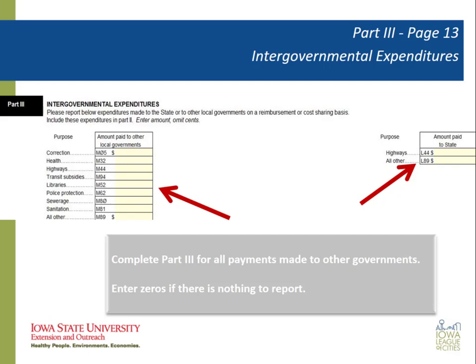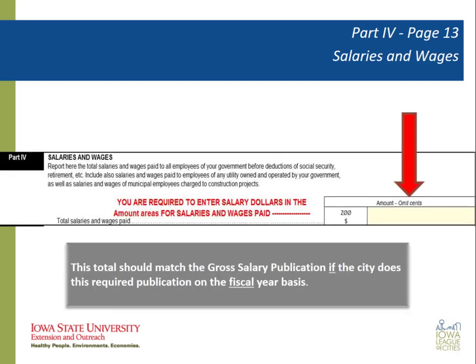As you go through, please make sure to put in zeros in the fields that you have not made any payments to. You may have zeros in all of these fields. By putting in a zero, it indicates that you have not just accidentally missed this part of the report. Over on the right side of your screen, you will see a place to report the amount that you have paid to the state. Let's move on to part 4, Salaries and Wages.